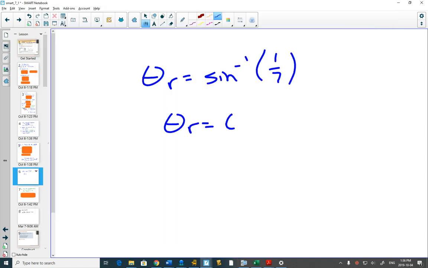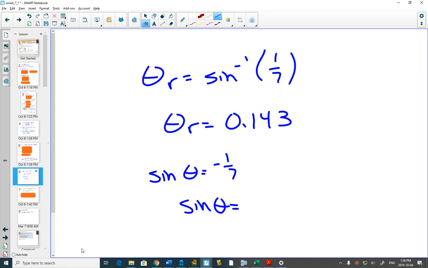And the reason this question will never be asked with these numbers again is because when marking the exam, one student just went like this. So sine of theta equals negative 1/7. Sine of theta equals negative 0.143. What did that student do? They just did 1 divided by 7. Okay.